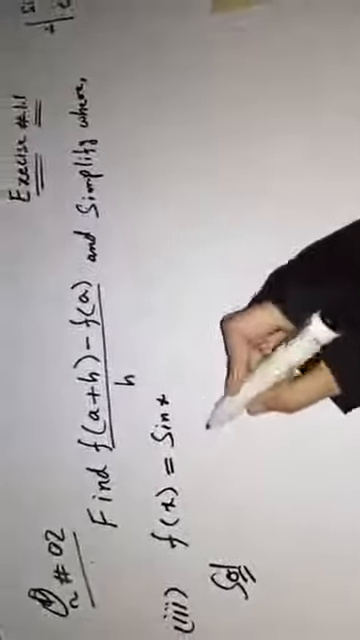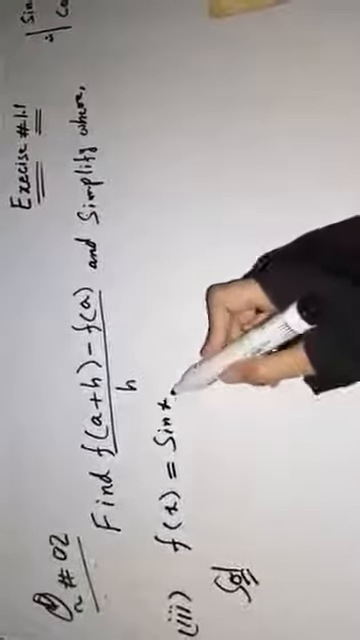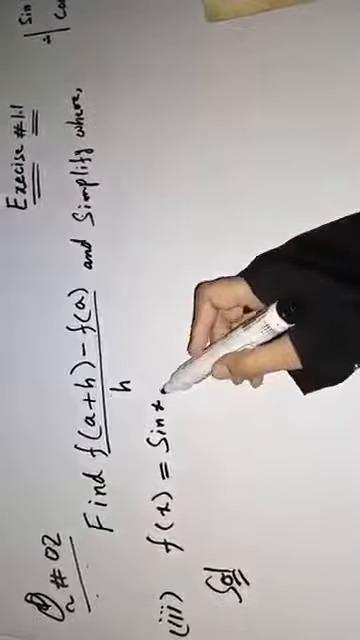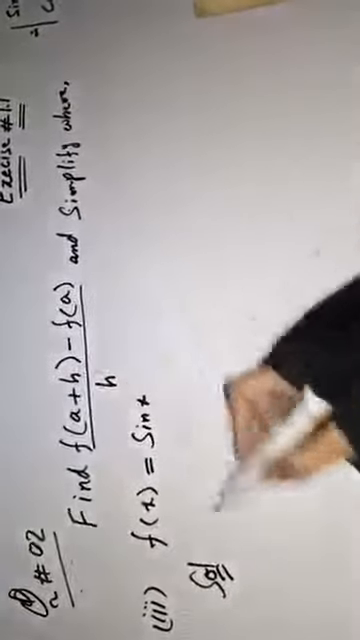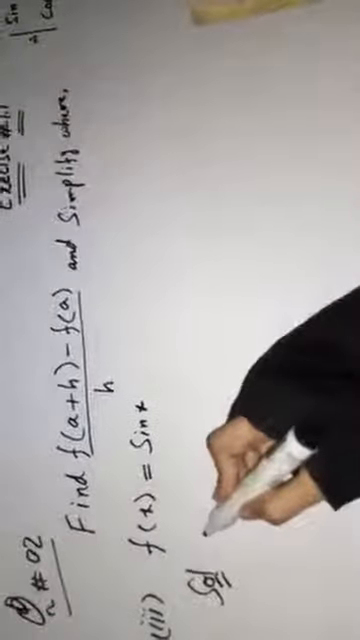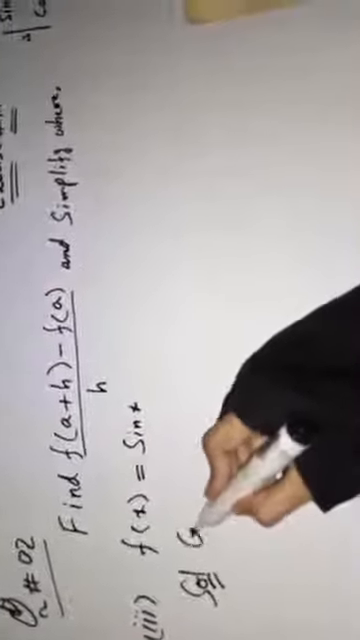f of x is equal to sin x. The numbering is given wrong; there are total 4 parts: first, second, third and fourth. So the second part is where the given function is f of x is equal to sin x. In place of x we have to put a plus h. So in the solution, first write the given function.